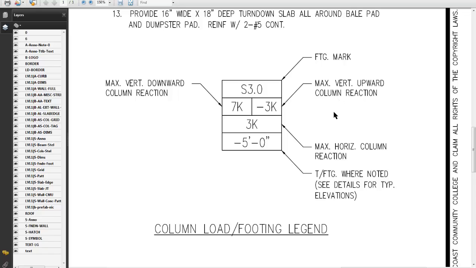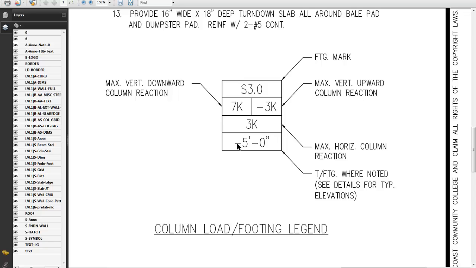Upward, maximum vertical upward reaction, in other words, lift, would be 3,000. And they just list it as a negative because it's not meant to take pressure going upwards. A footing and a column are meant to take pressure coming from the top down. So when it's a bottom up force, it's going to be listed as a negative, but it's 3,000 pounds. And then the horizontal reaction, in other words, how much it can take side to side, would be 3,000 as well. This is the top of the footing.